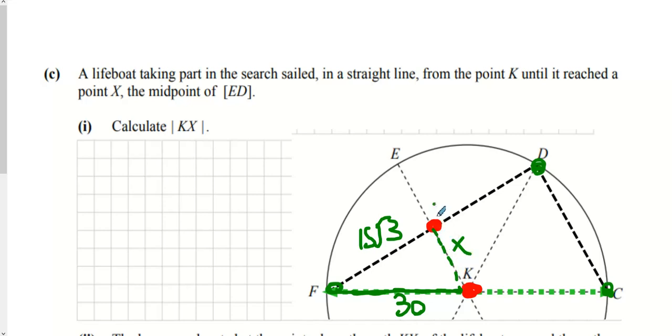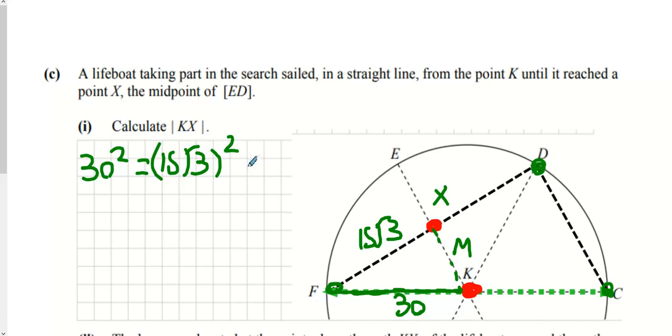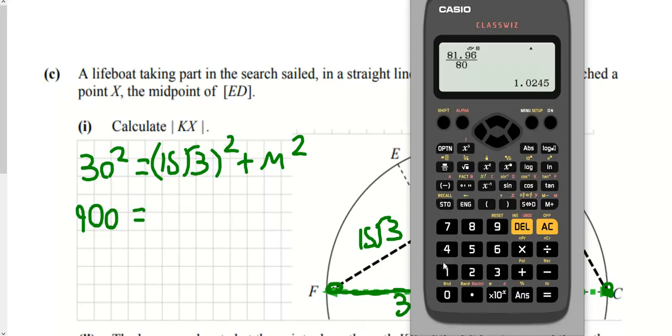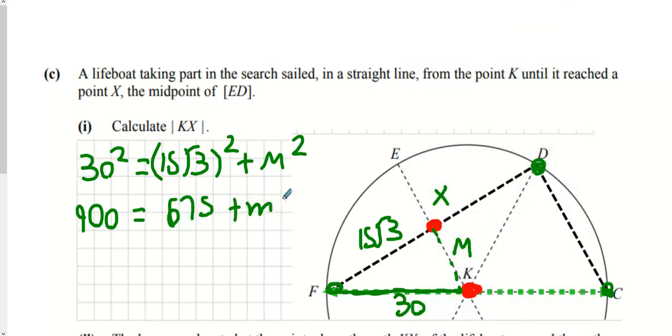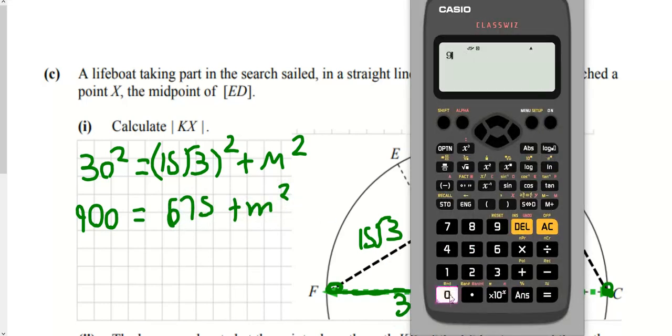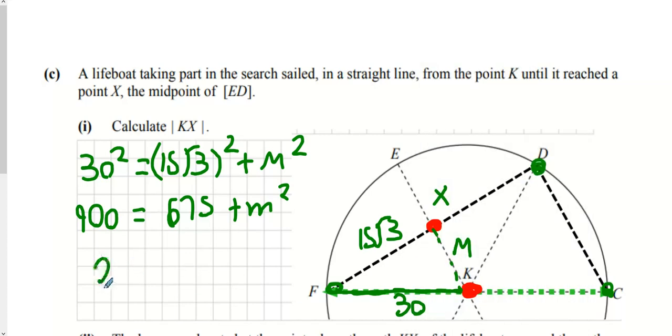Is that all right? I'll use a different letter. I'll use a capital M, if that's okay with you guys. Capital M is the distance K to X. So how do we do that? 30 squared equals what? 15 root 3 squared, yeah? Plus M squared. 900. What's 15 root 3 squared? 675. 900 take away 675. 225. Square root 225.